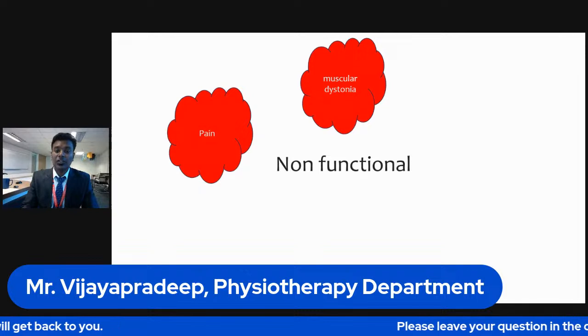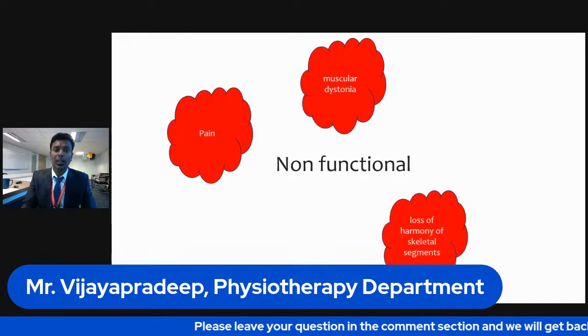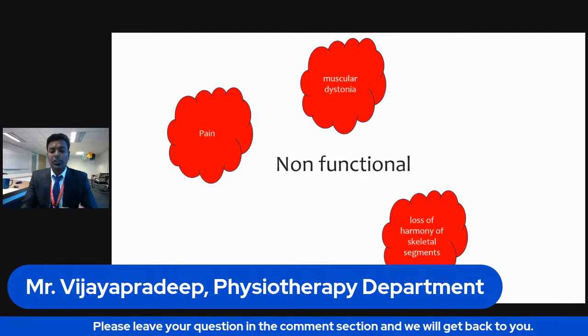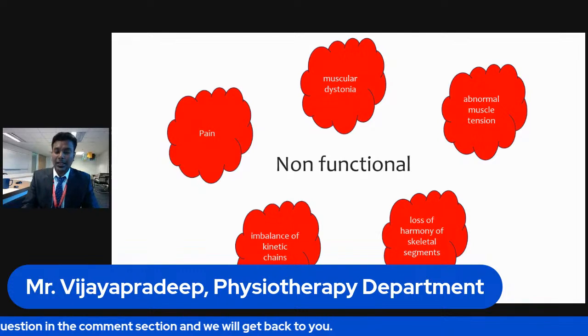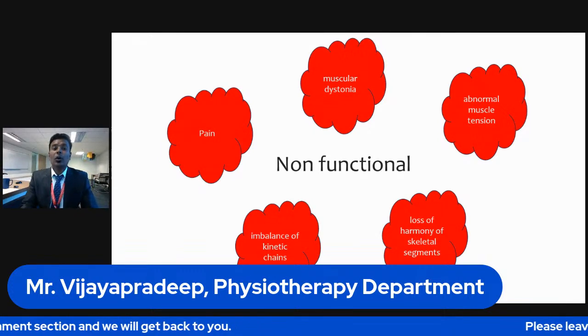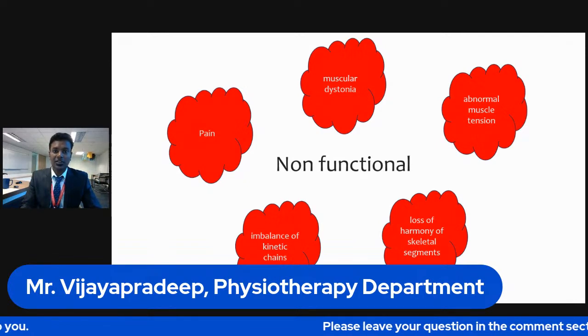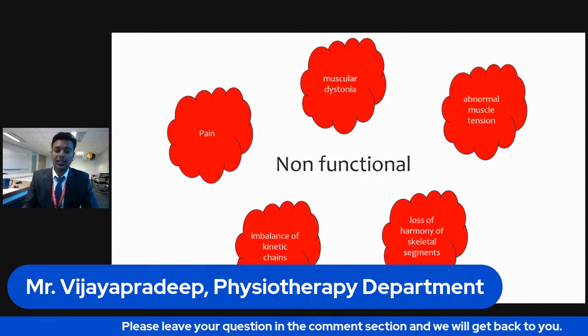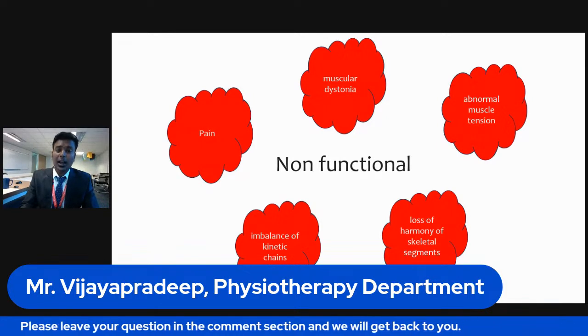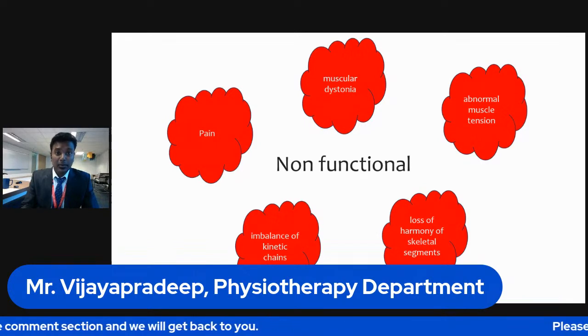And then muscular dystonia, which means that the muscle tone will not be normal, and then the loss of harmony of the skeletal segments, abnormal muscle tension, and imbalance of the kinetic chains. So if all these structures are normal, you will be functional. If all these structures are not normal and deviated in some ways, then we can say that the body is not stable and the patient may not be able to function independently.